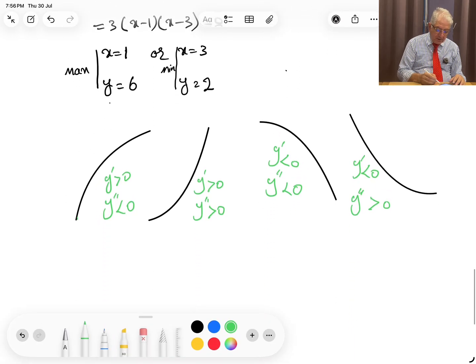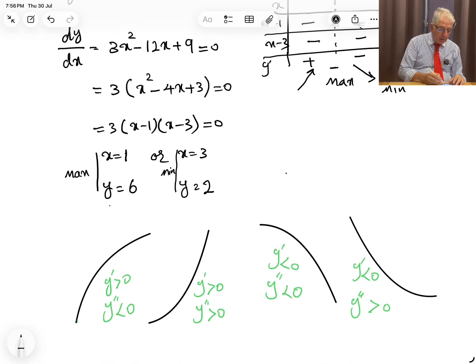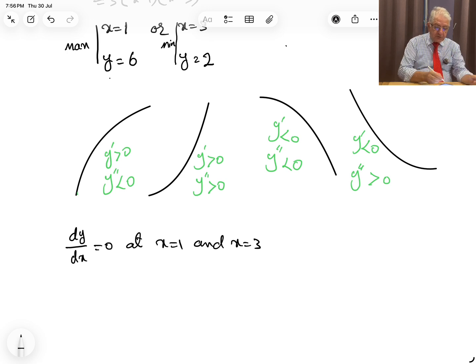Now, let's go back to our previous equation. We had dy by dx equal to 0 at x equal to 1 and x equal to 3. Now I want to know which one of them is a maximum point. Which one is for the maximum point? That means the y is maximum at x equal to 1 or at x equal to 3.